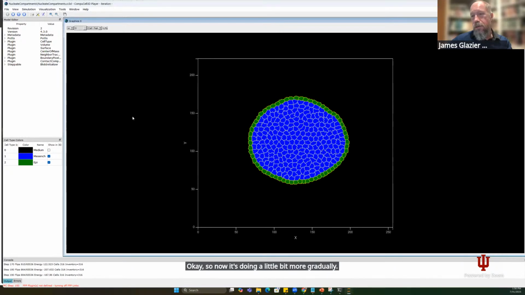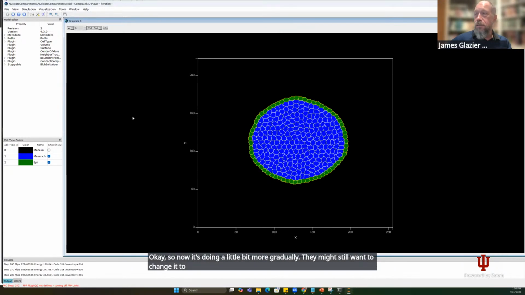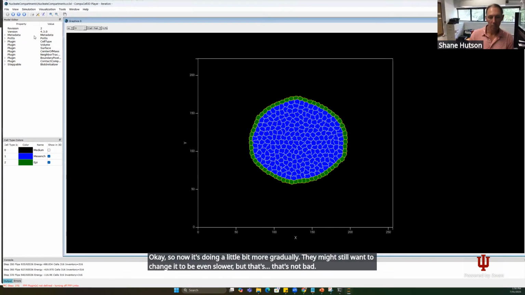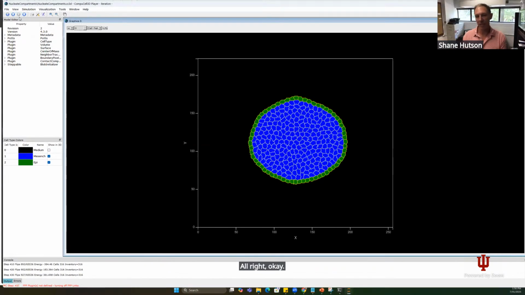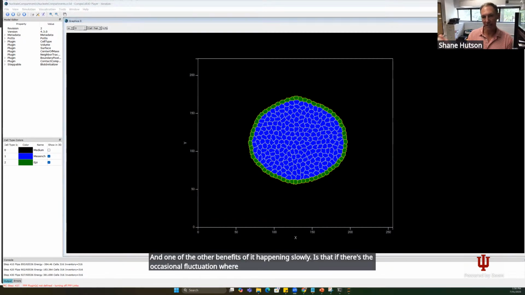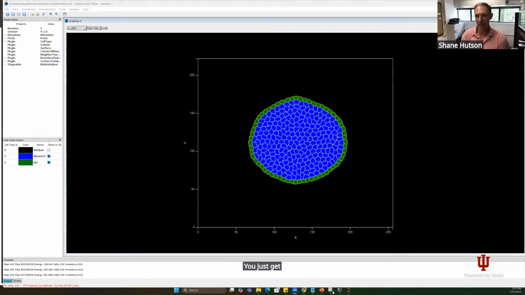We might still want to change it to be even slower, but that's not bad. It's your choice with the probabilities. You can determine how fast it happens. And one of the other benefits of it happening slowly is that if there's the occasional fluctuation where a mesenchymal cell contacts the medium, it doesn't immediately change to epithelium. So you don't end up with these double layers forming and over proliferation of the epithelium. You just get that monolayer around the outside.